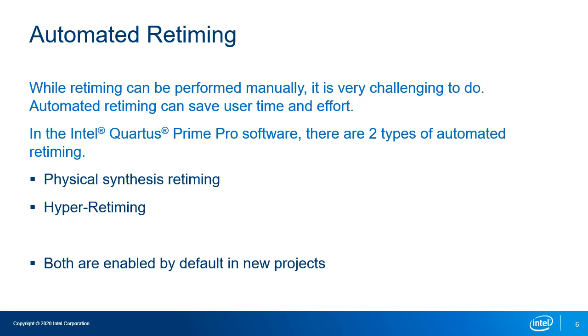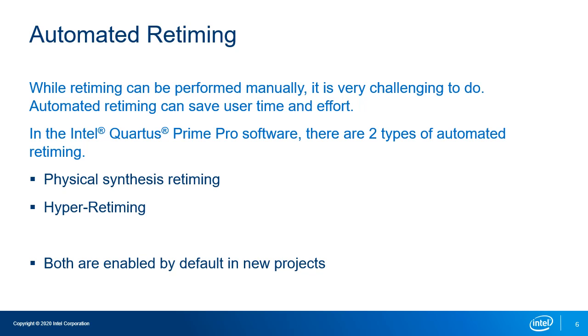Retiming can be performed manually in HDL, but it is difficult to do because a designer must figure out which registers should be moved and where to place them. Then the designer must recode their logic to implement those changes. This requires in-depth knowledge of synthesis techniques and of the target FPGA architecture. A better solution is to use automated retiming.